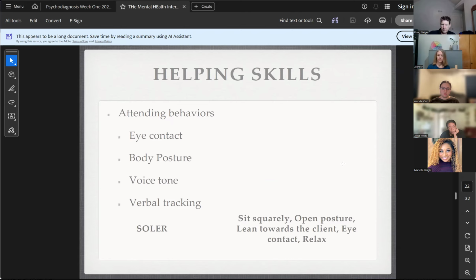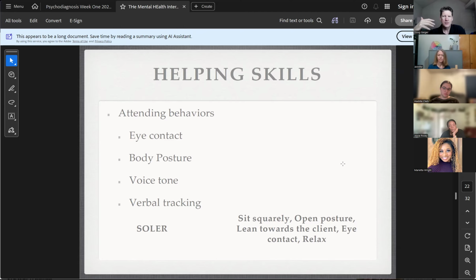And so if you've taken the class helping skills, there are several types of skills to do. We won't get into this much, but the attending behaviors are what you're going to use during this intake process that helps them to feel comfortable. So using good eye contact, your body posture, sitting forward. There's this thing called SOLAR, sitting square, upright, and so on. So your body posture, your tone of voice that you use, is it soothing?